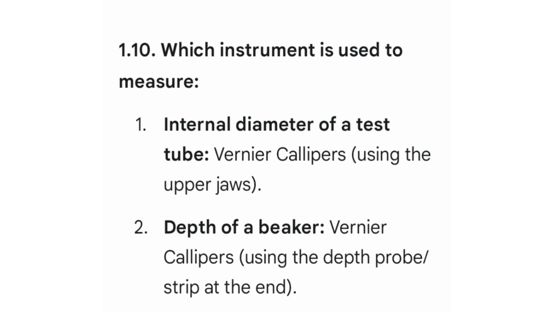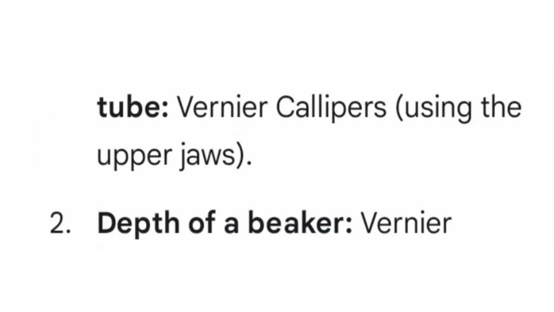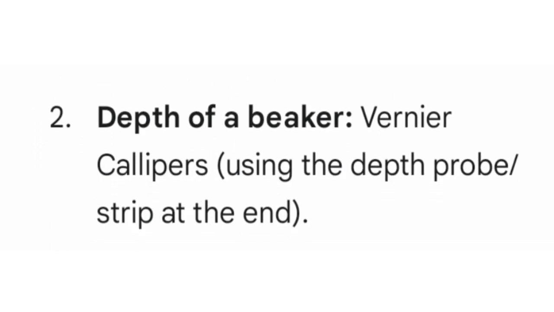In the last question 1.10, which instrument is used to measure internal diameter of a test tube? Vernier caliper should be used to measure internal diameter, and upper jaws of the vernier are used for this purpose. Depth of beaker. In order to find the depth of a beaker, we also use vernier caliper. For this purpose, the depth gauge or tail of the vernier caliper is used. I hope you understood all the questions in chapter 1 exercise of physics class 9.